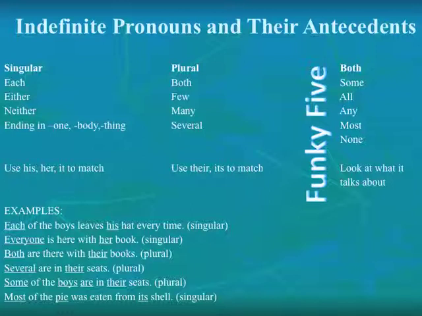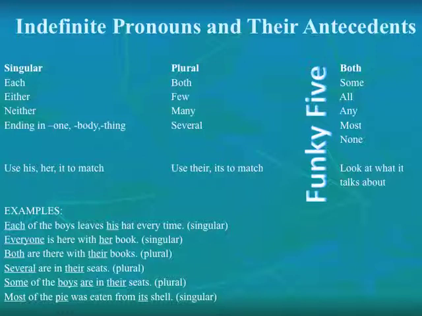They have to match. Everyone is here with her book. Again, everyone is singular, so we use a singular pronoun to match. In this case, we chose her. The next 2 sentences show examples using plural indefinite pronouns. Both are there with their books. Notice both is plural and their is plural, so they match. Several are in their seats. Several is plural, their is plural, so the sentence is correct.